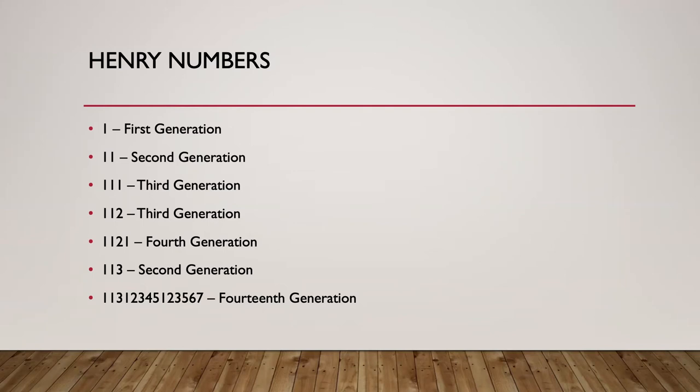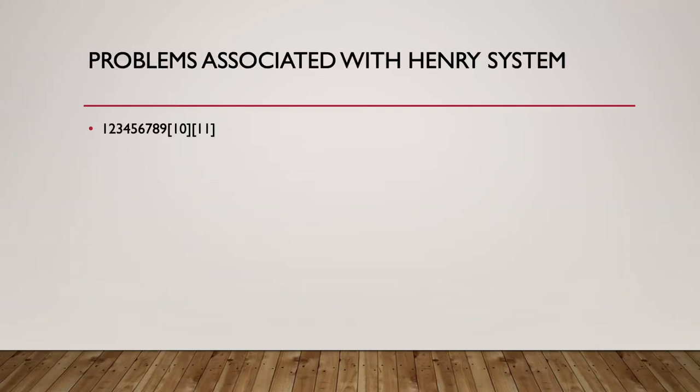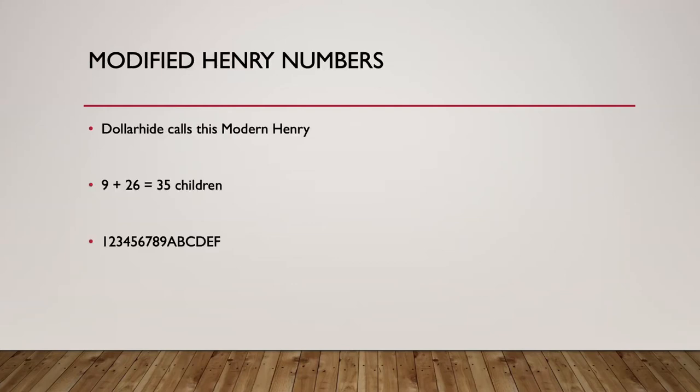Now, there are some problems associated with the Henry numbering system, especially when you get beyond 9 children. Then you have to put numbers in brackets. Now, we pretty much don't do that anymore. This is how we did it before computers. What happened when we started to get computers is we got something called the modified Henry system. Dollarhide calls it modern Henry. I call it modified. And this will allow us to account for 35 children.